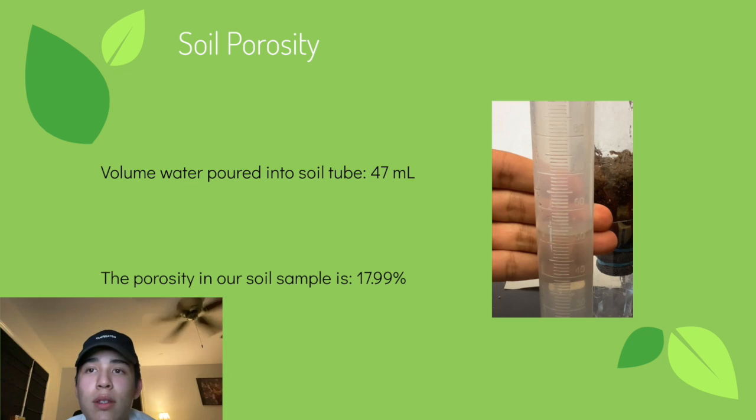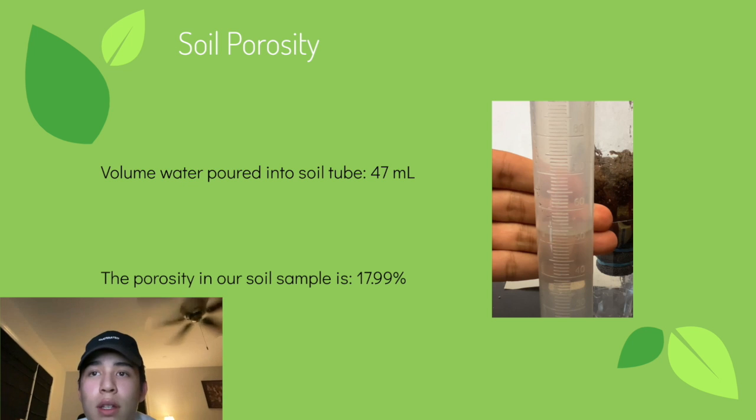Our soil only has 17.99% of pore space, and ideal soils should contain 40 to 60% of pore space. Therefore, our soil sample is again not the best for the plant growth.